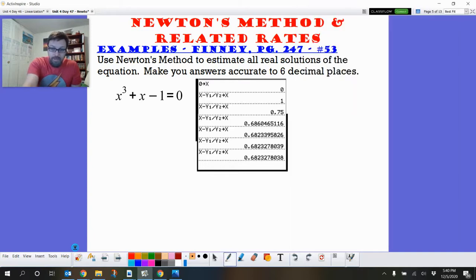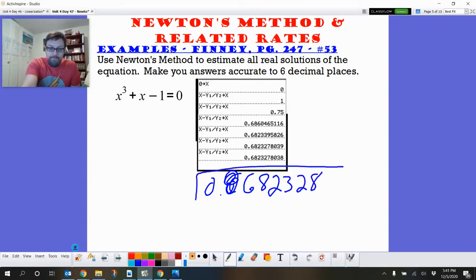So you can see that I already had it on my screen to begin with, but it is 0.682328, because I do want to round. Done. That is Newton's method.